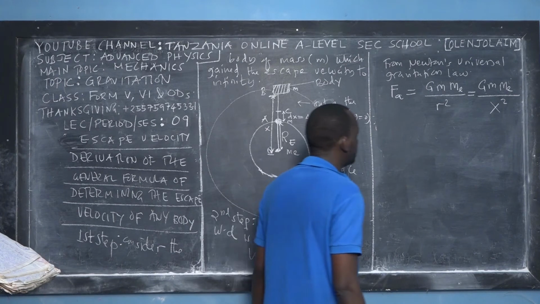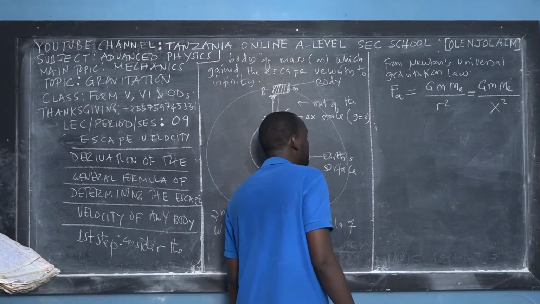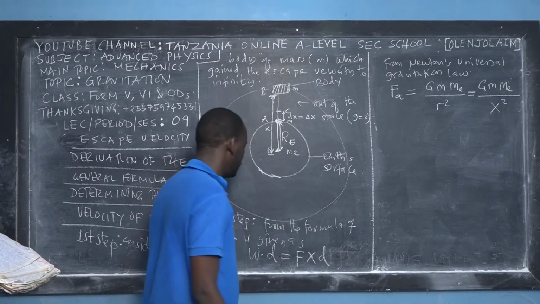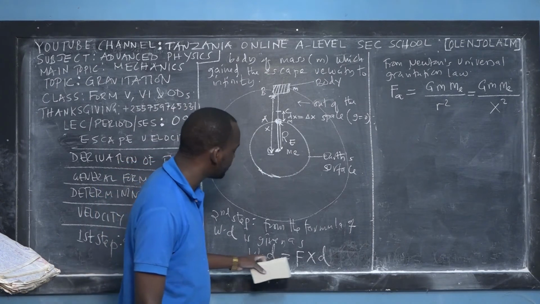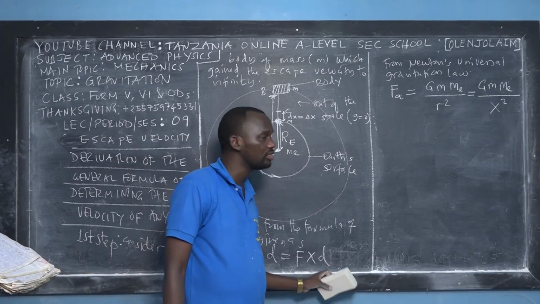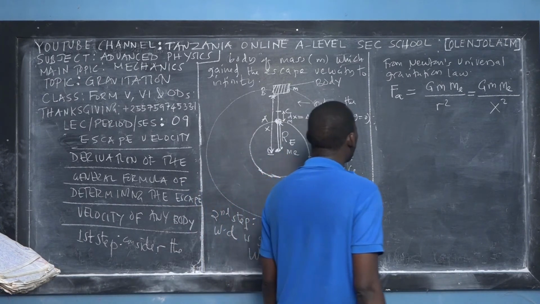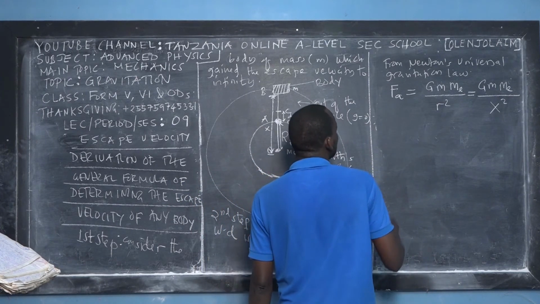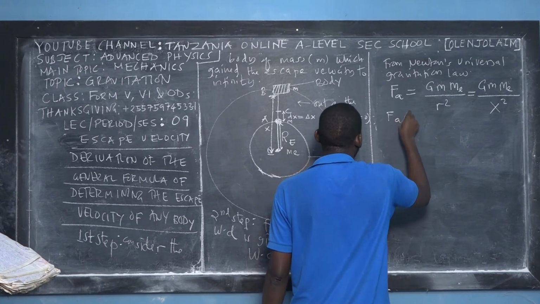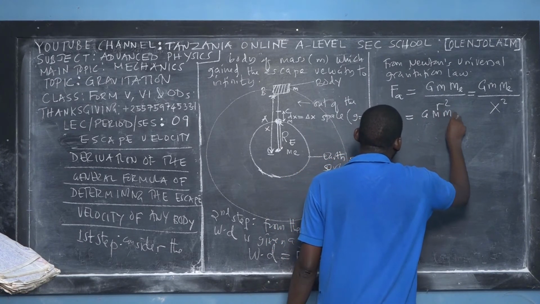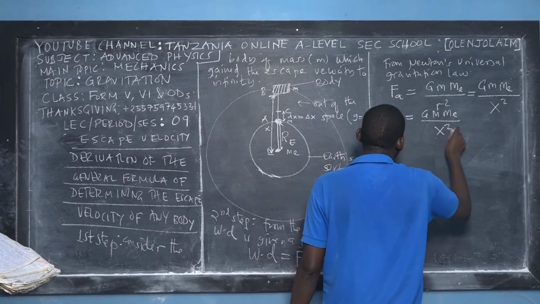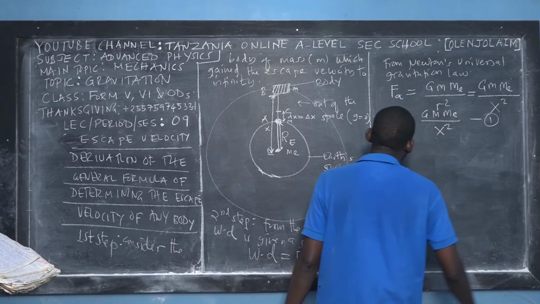Xc squared. So that is the force of attraction between the Earth and the body of mass M. Remember our formula that work done is equal to force times distance. This is the meaning of the distance. If that is the case, the force of attraction is equal to the gravitational constant times mass 1, the mass of the Earth, over x squared. Suppose that is the first equation.